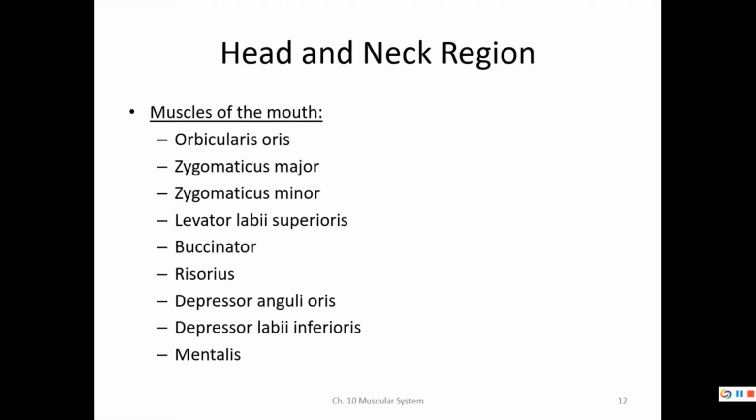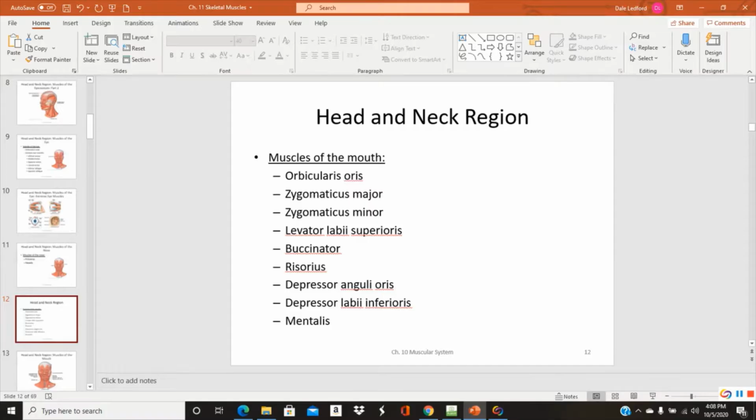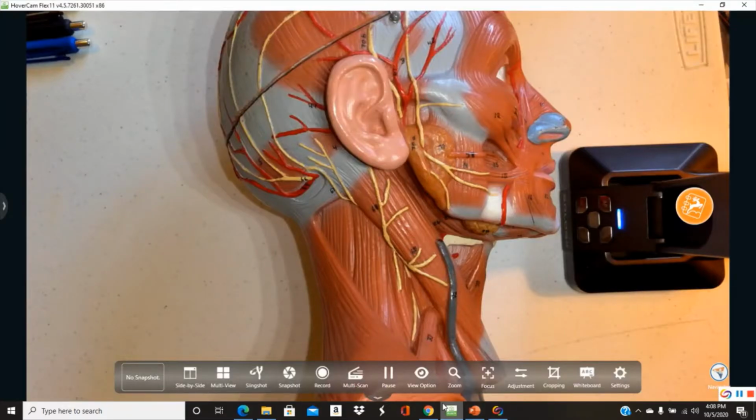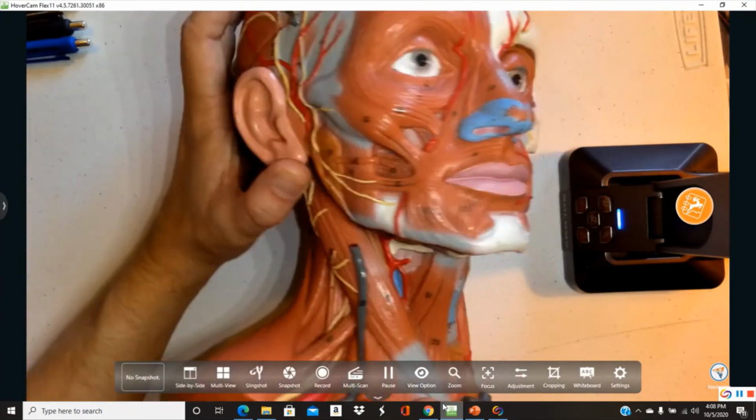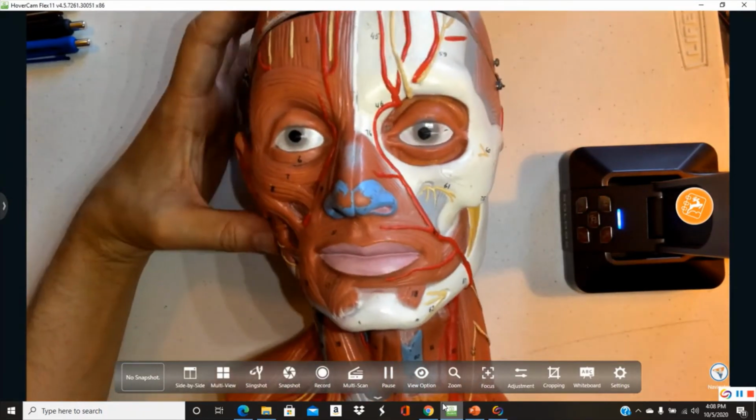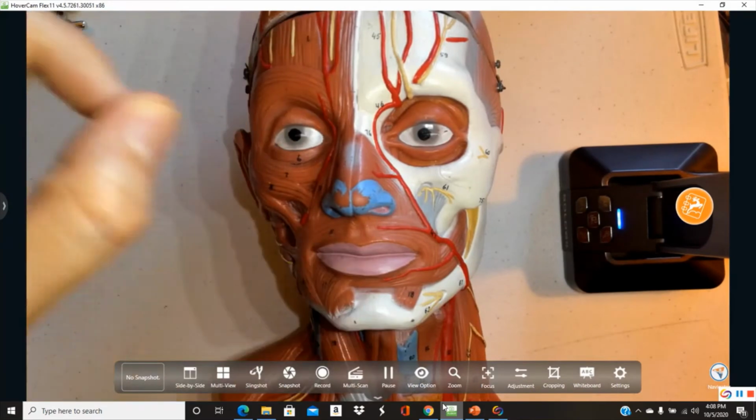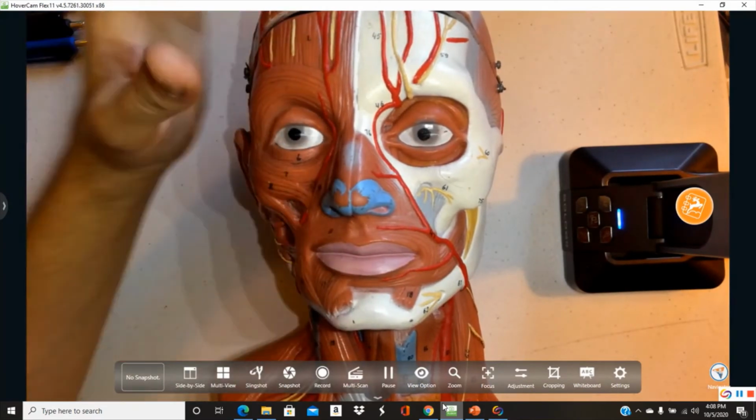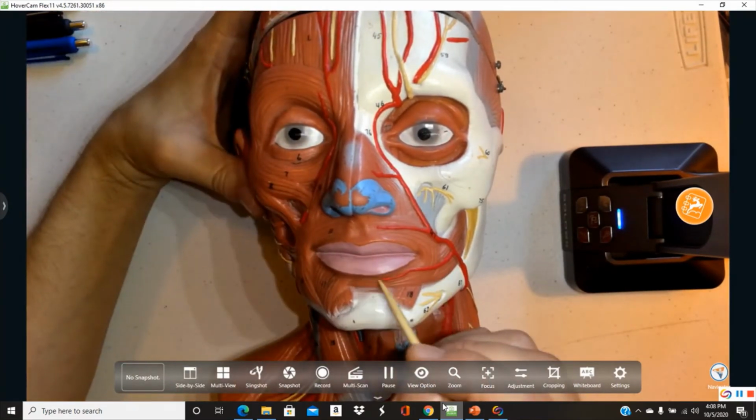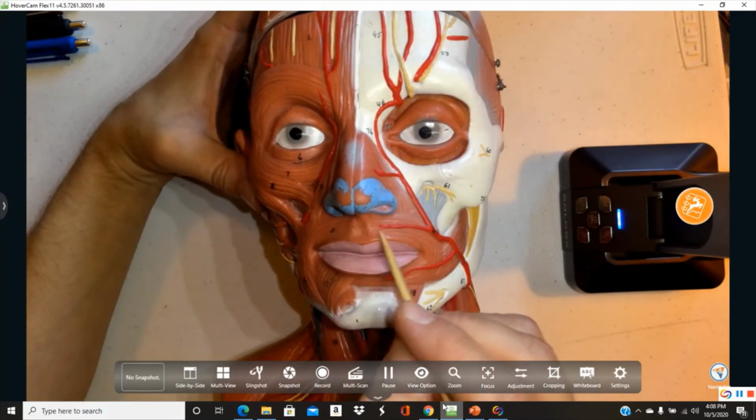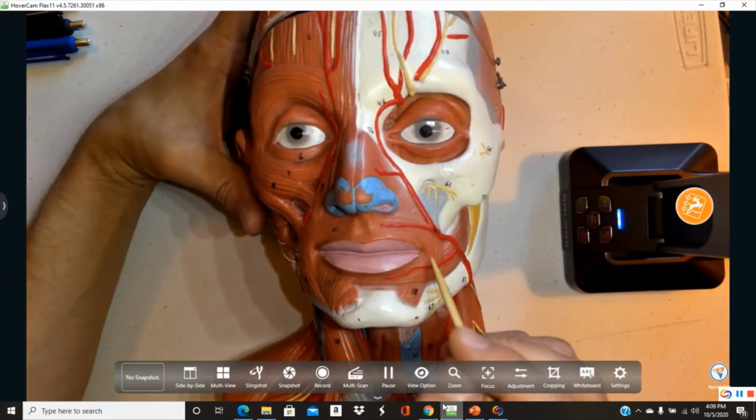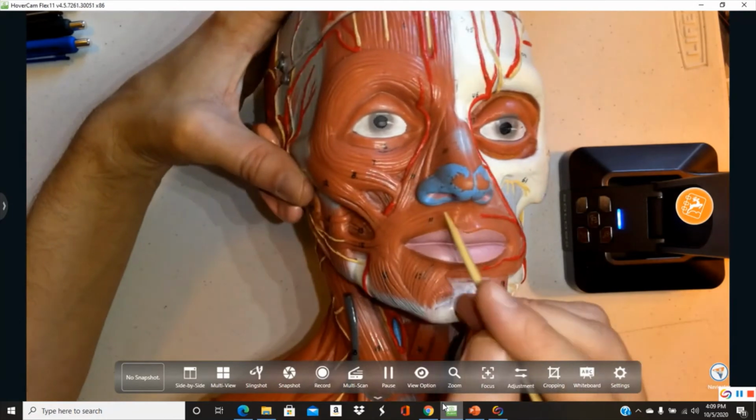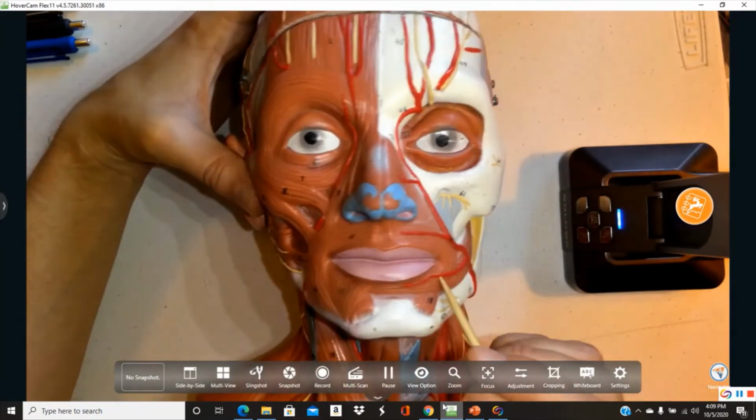Let's do orbicularis oris. Now, orbicularis oris is going to be the first most important muscle we find. Remember, orbit. That means it's like the orbits of an atom. Oris, mouth. It orbits or encircles the mouth. This is your kissing muscle. This is the muscle that puckers those lips up for a kiss. Orbicularis oris.